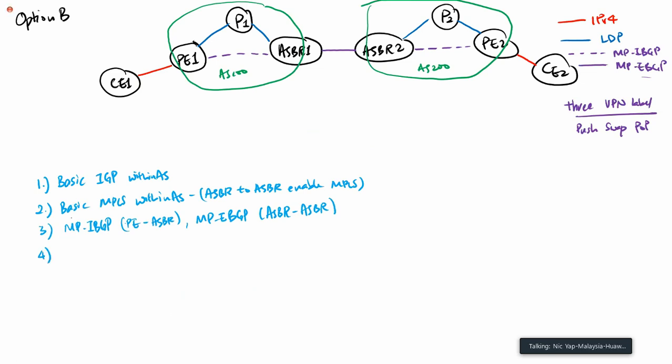And number 4 is doing the IP VPN instance. This VPN instance is different compared to option A. So this one is only between PE to CE. Okay, it just creates an instance between PE and CE from one side and the other side. And number 5, binding the VPN instance.